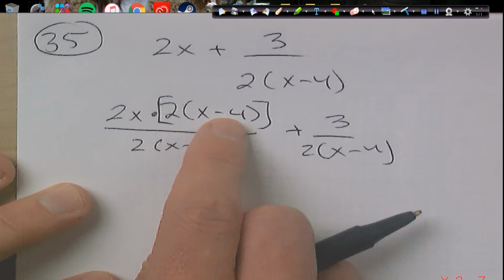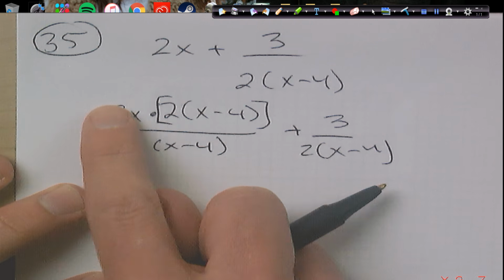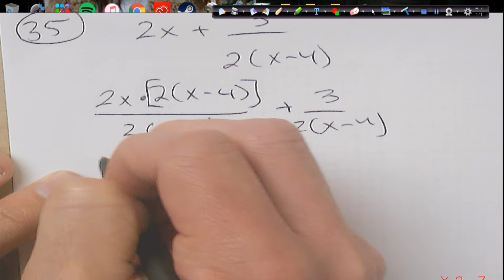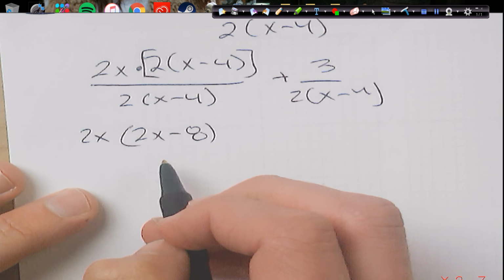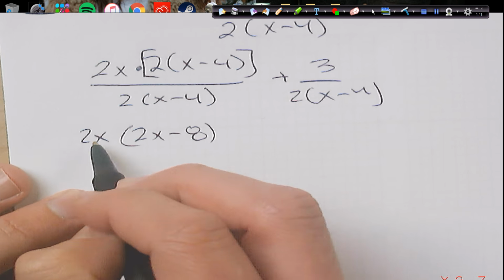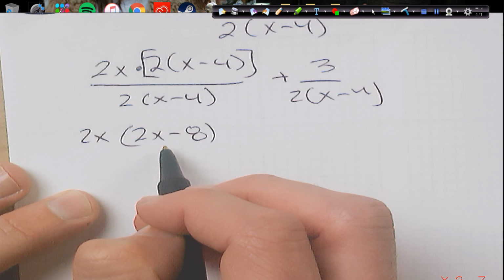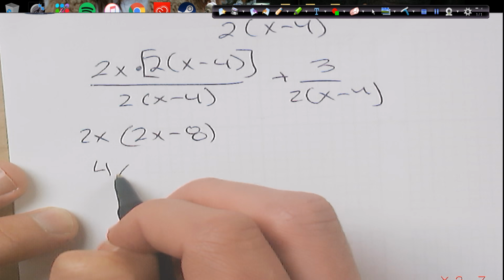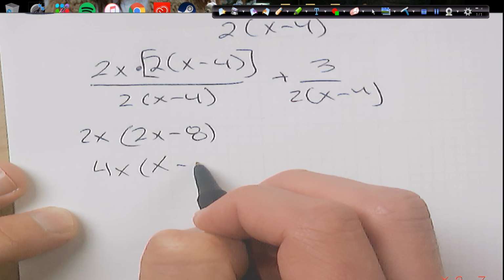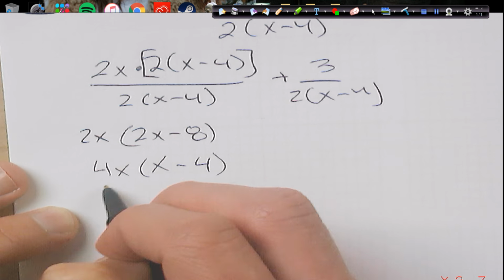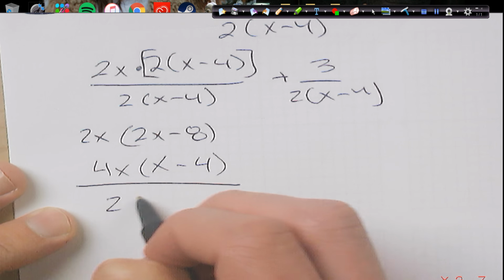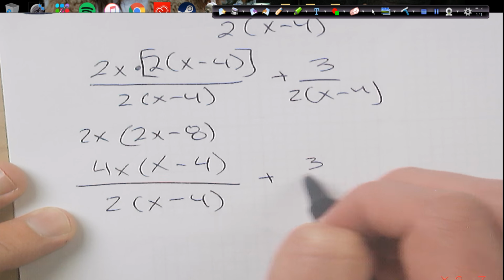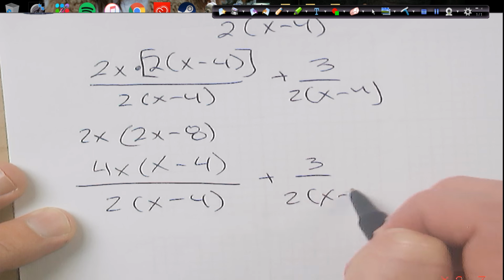So we got to multiply this 2 through. So we get 2x minus 8, and then we got to multiply the other 2 through. So we get 2x minus 8, and then we got to multiply that by 2x. This is doing the top part only right now. But we can factor 2 out of there. Let's just do that instead. That would be better. We get 4x and x minus 4. There we go. Over 2x minus 4 plus 3 over 2x minus 4.